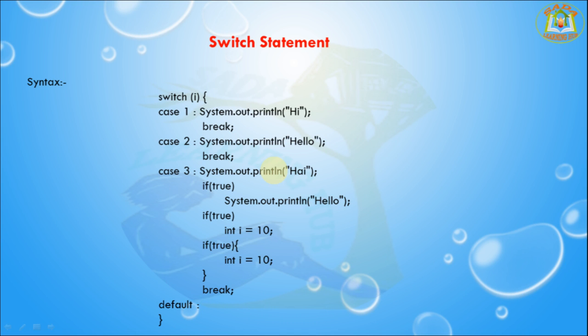Now this is the syntax of the switch statement. Switch of I, this is case 1, this is case 2, this is case 3, and finally a default statement. Curly braces are mandatory. Both case and default are optional. This is the case and this is the default, those are optional.